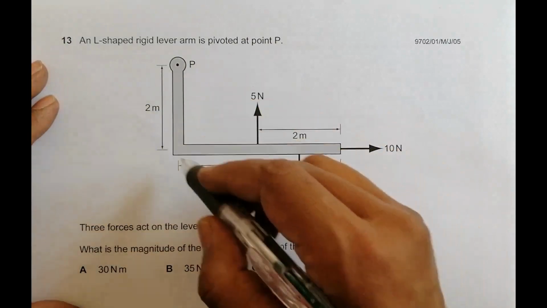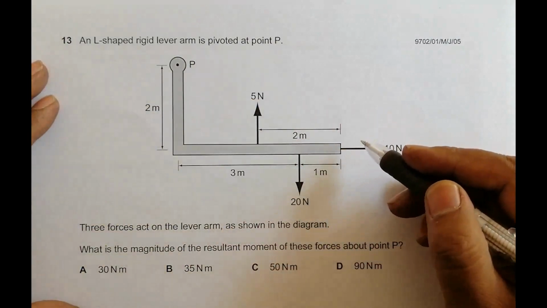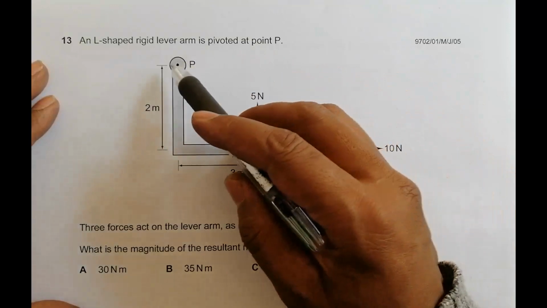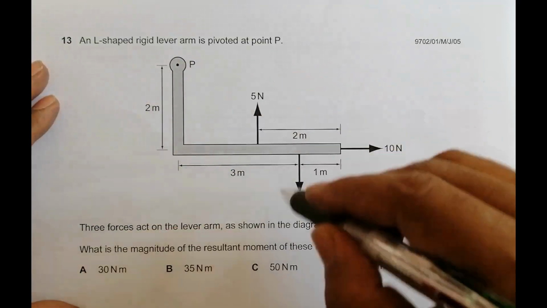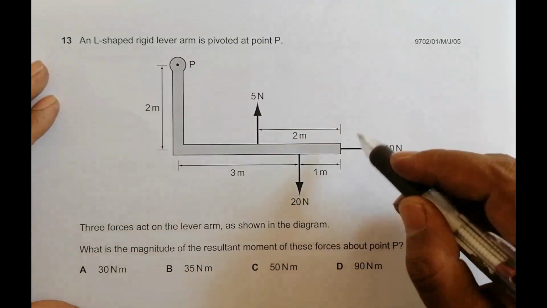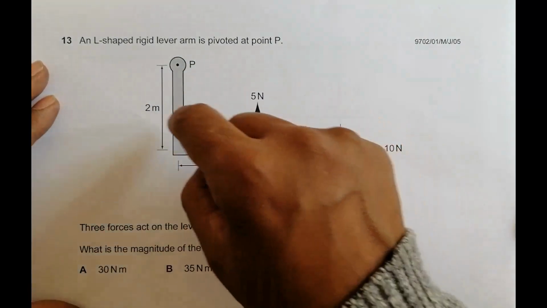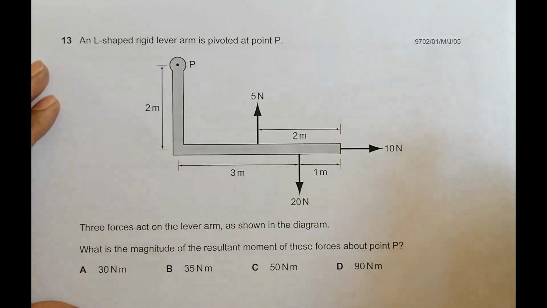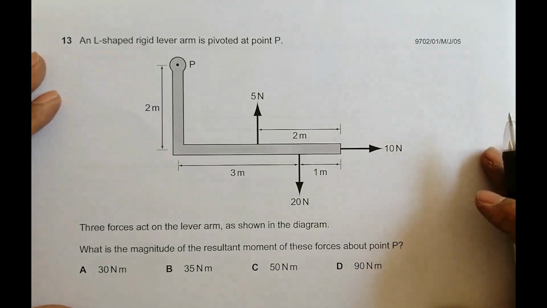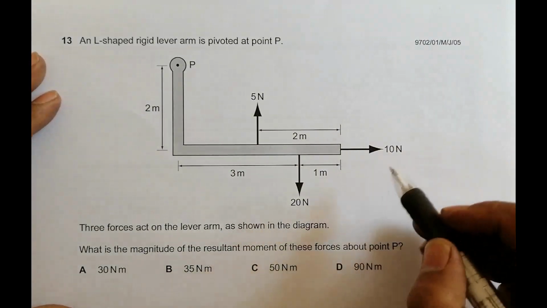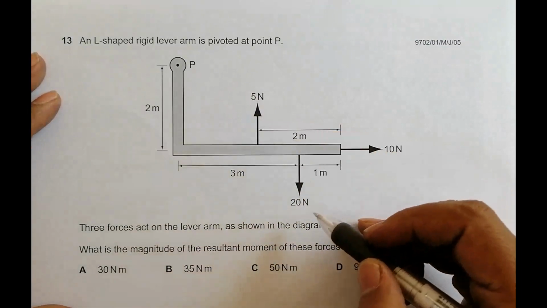So we have an L-shaped rigid thing made of metal probably, and it's pivoted at point P. So the point is fixed and all other things can move. And it's rigid here, so let me remind you that it can't become straight like this. Both of them just move together like this. Three forces act on the lever arm: 10 Newton, 5 Newton, and 20 Newton.